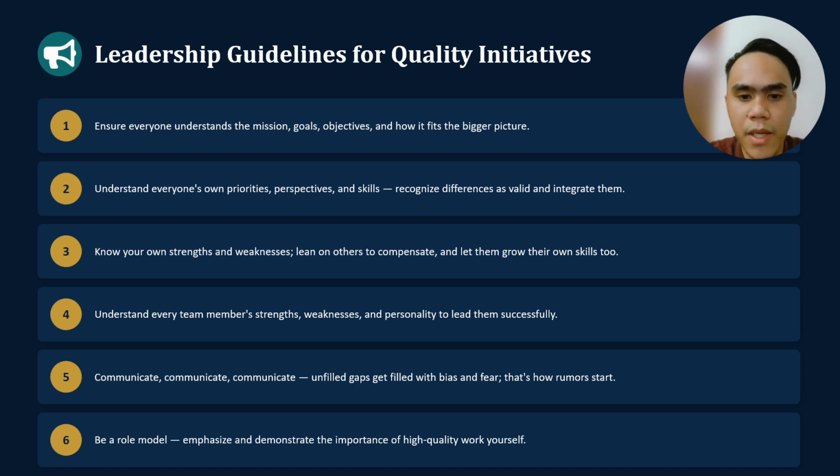And six, be a role model by emphasizing and demonstrating the importance of high quality work yourself. You cannot credibly ask a team to hold a standard if you don't visibly hold yourself to it.